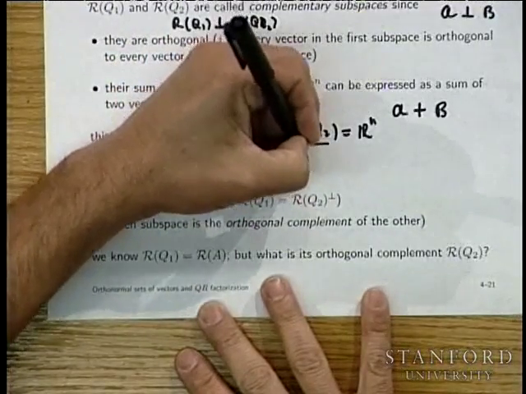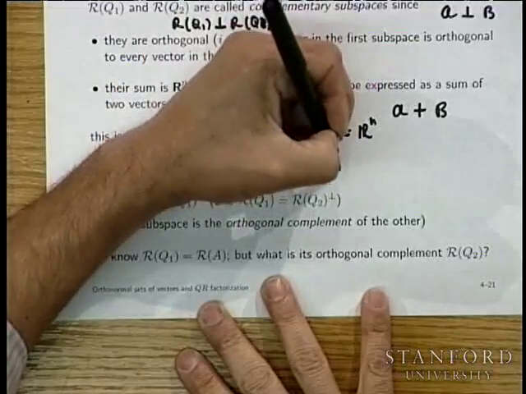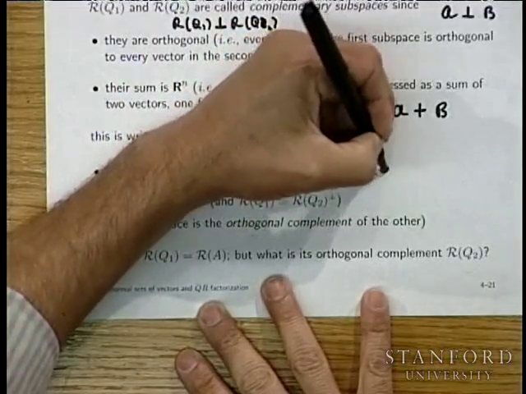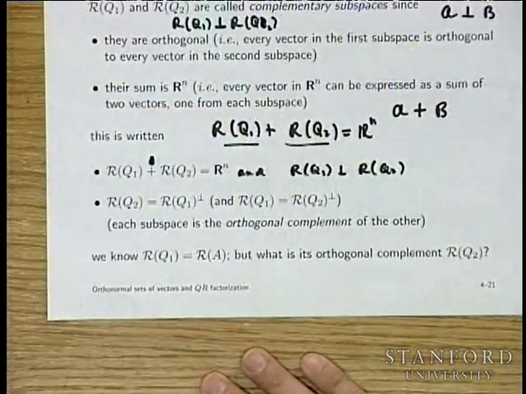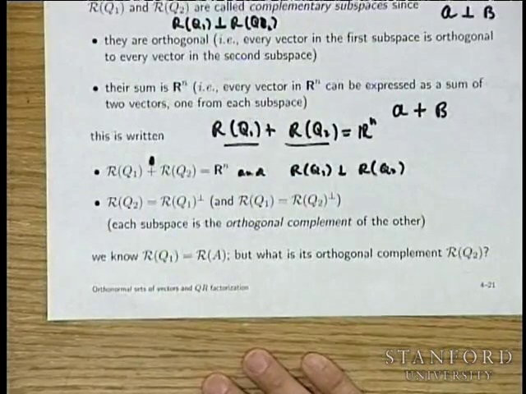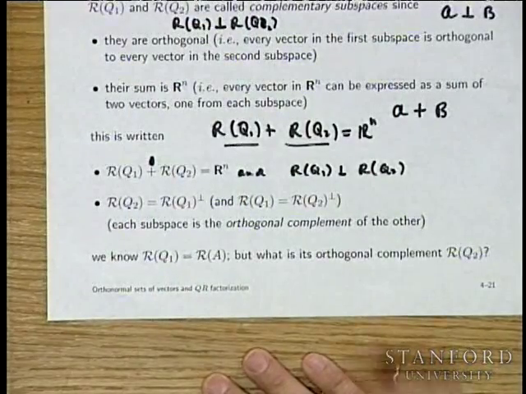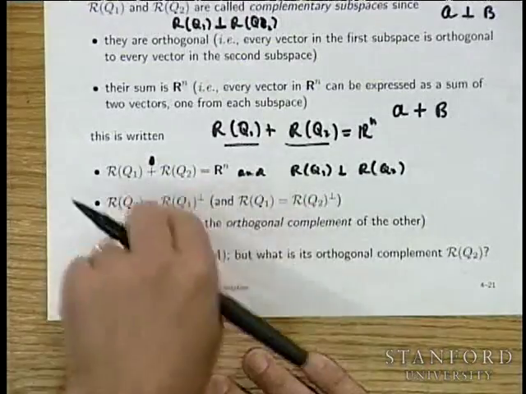And range of Q1 is perpendicular to range of Q2. So that's all the perp means. You will see it. It doesn't save you a whole lot of trouble to write out both.